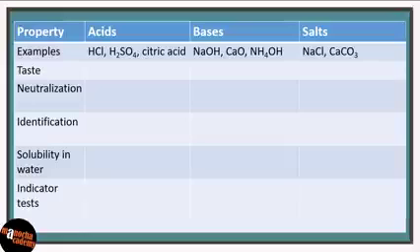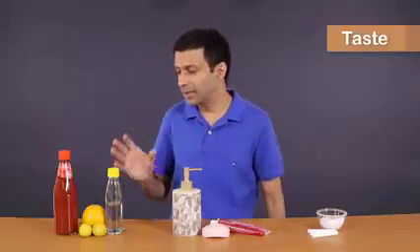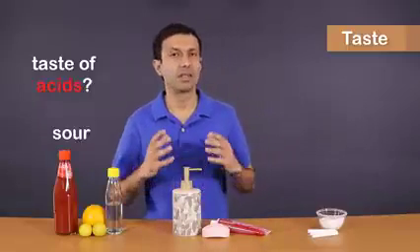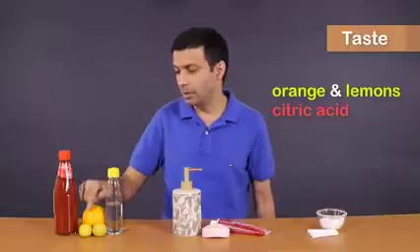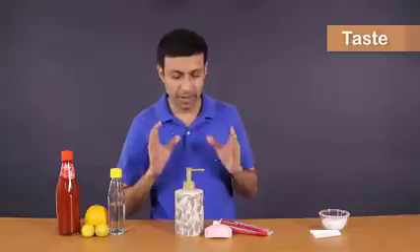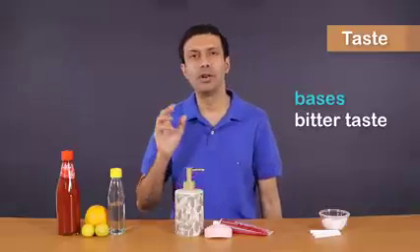So when you think of acids, bases or salts, you can keep these simple examples in your mind. Let's look at taste. What is the taste of acids? That's right, they have a sour taste. For example, orange and lemon are sour because of the citric acid they contain. Bases have a bitter taste, and that's easy to remember. B for bases and B for bitter.